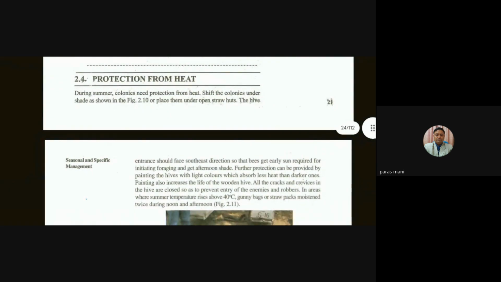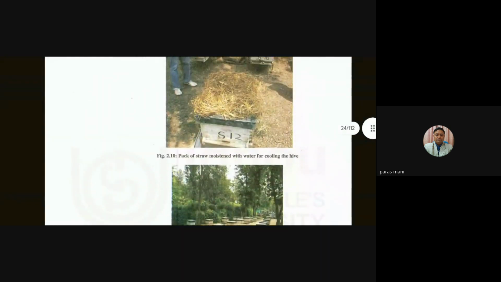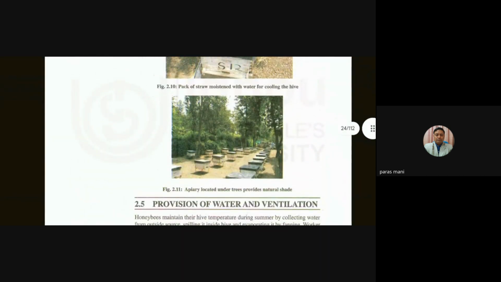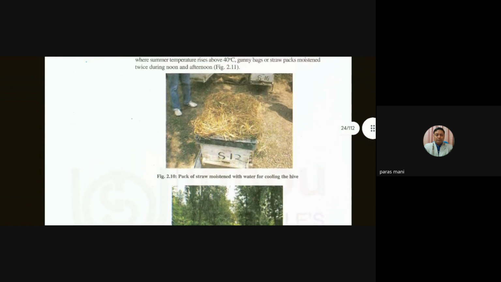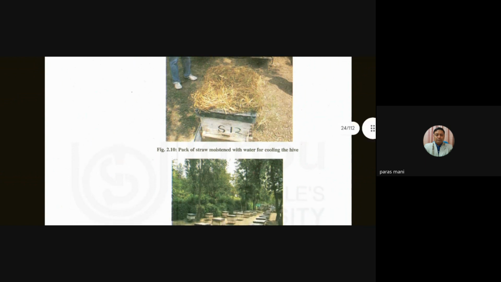Regarding protection from heat, during the summer, colonies need protection from heat. Shift the colonies under the shade, as shown in the figure, like under a tree or under any building, and pack straw, which is moistened with water, for cooling the hive. You can see in the picture. Whatever possible ways you have, take care to reduce the temperature of the beehive.